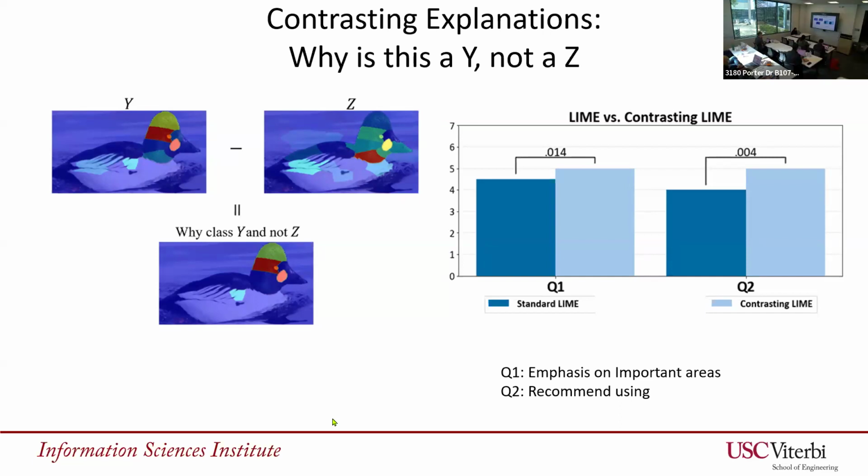Doing this on this 1 to 7 scale of are you willing to use this, people who were expert birders more preferred the contrasting LIME than the regular LIME explanation here, both when we asked, is it highlighting the important areas, or would you recommend using that?